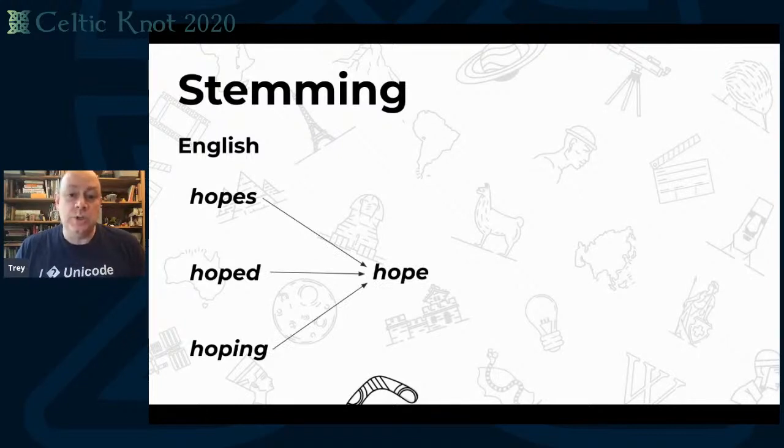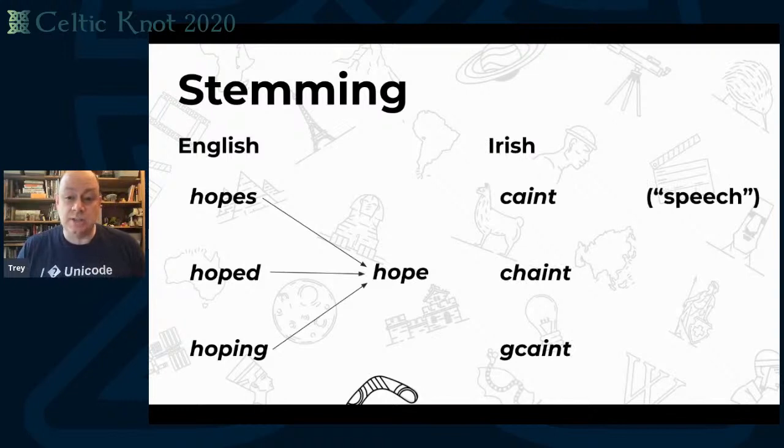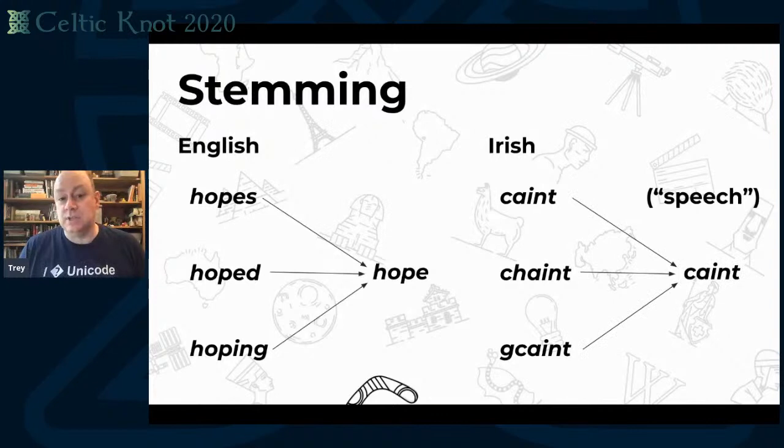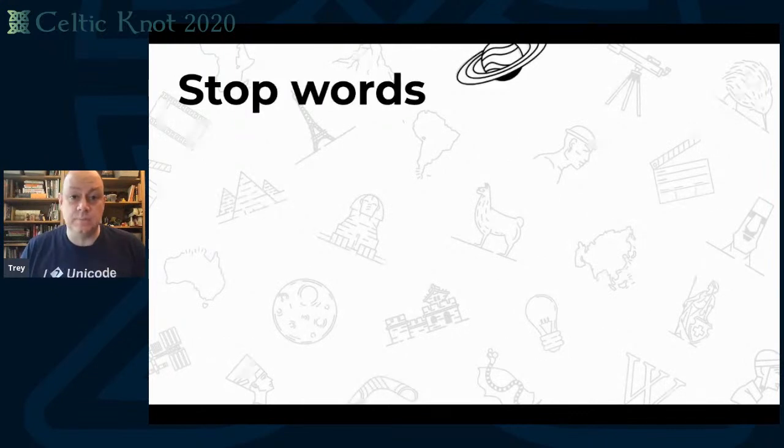We do have some support for Irish stemming that handles consonant mutations and nouns, so these three forms of the word for speech all stem to the same base form. Obviously, the level of difficulty for stemming varies a lot by language, but even some basic stemming can improve search results.